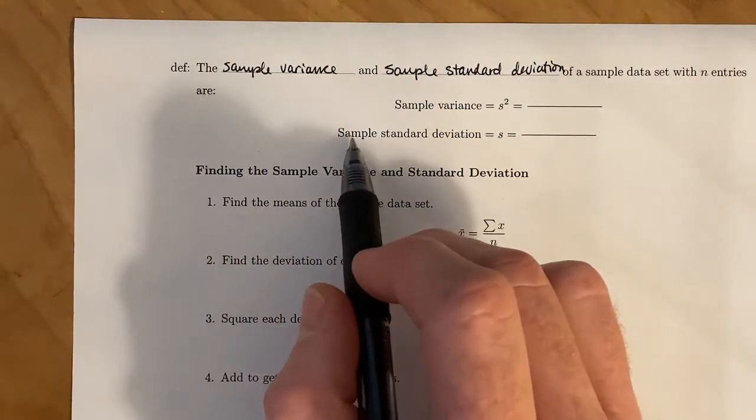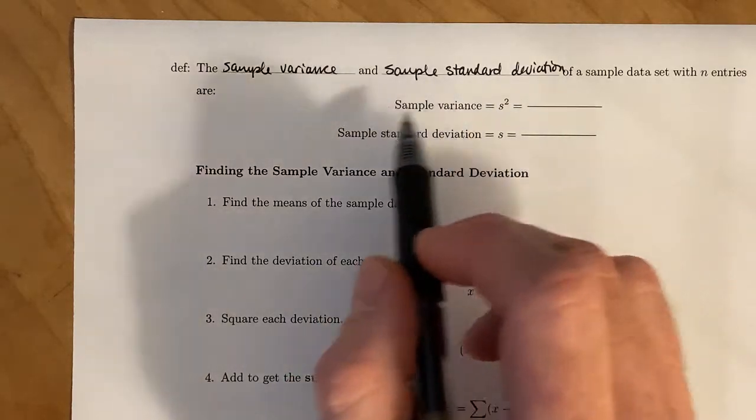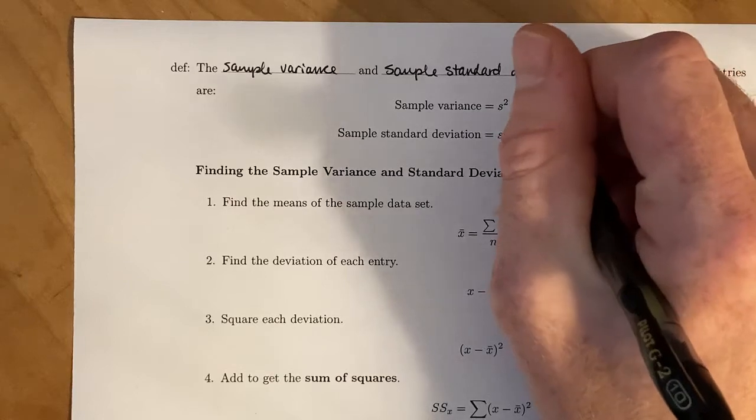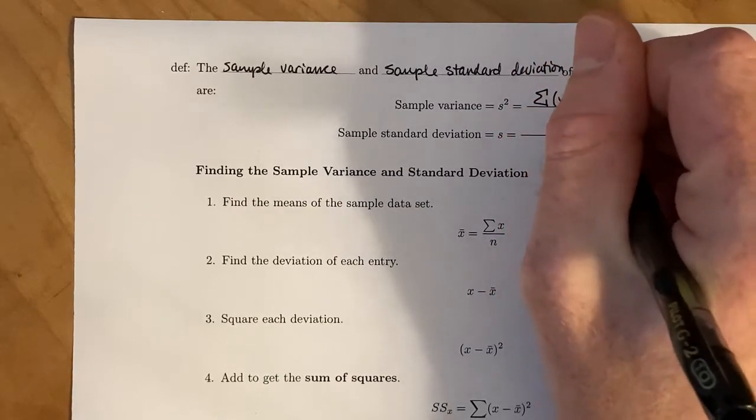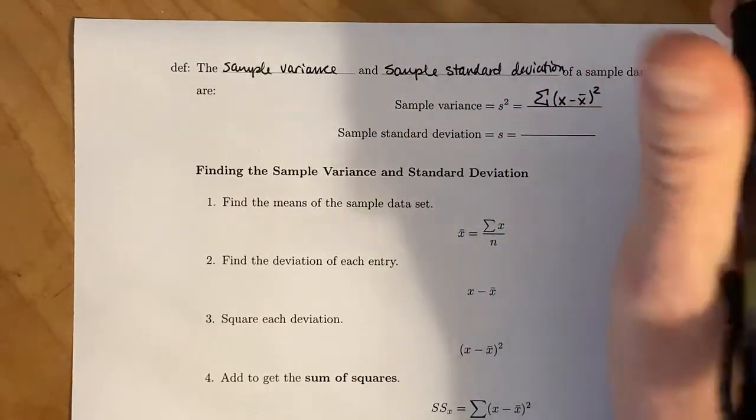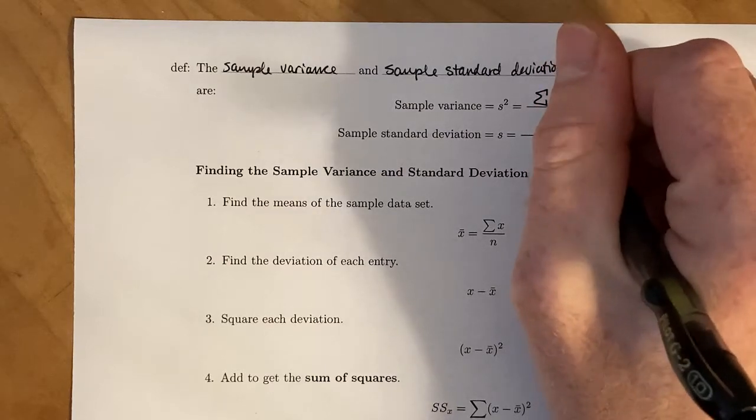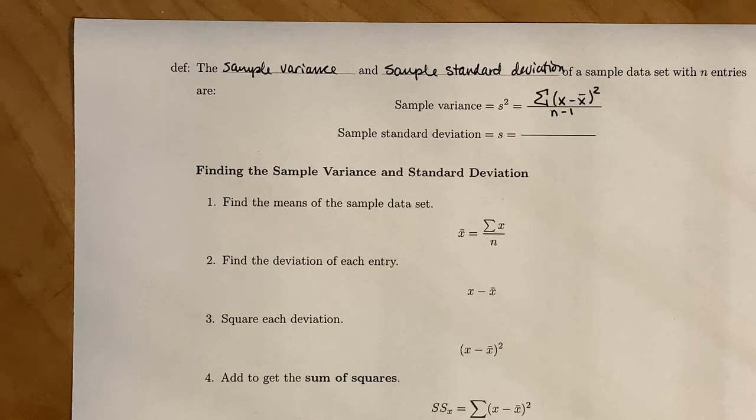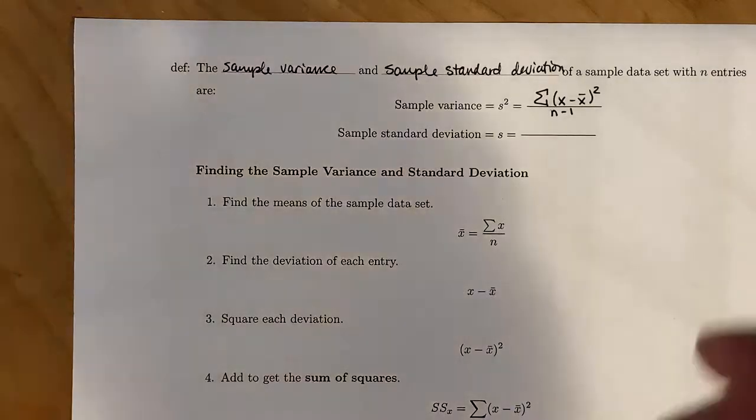And to define the sample standard deviation, we first have to define the sample variance, which is going to be the sum of squares, again, divided by n minus 1. Right? And since we're dealing with a sample, that minus 1 kind of compensates for the fact that we're dealing with a sample and not a population.